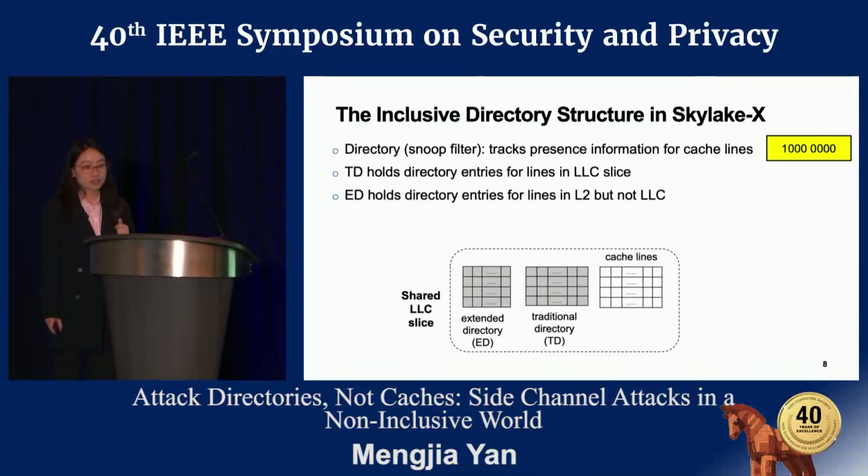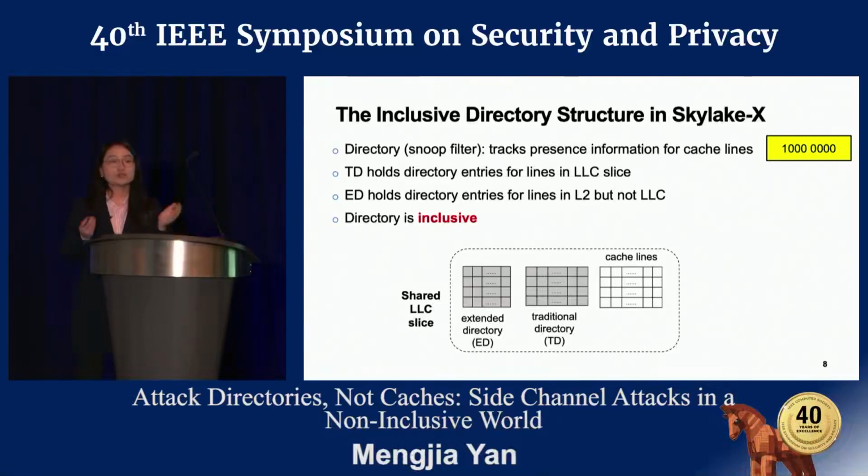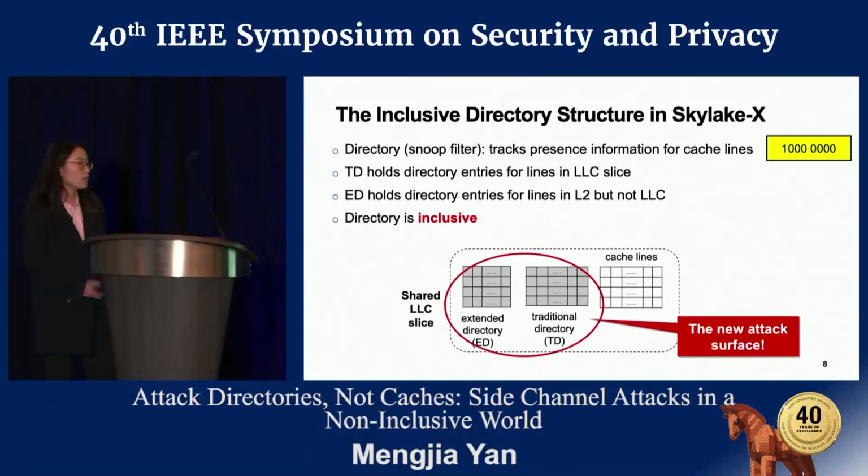A very important thing here is that the directory is inclusive, because you need to keep track of the presence information for all the cache lines in the whole cache hierarchy. Otherwise, it is useless, right? So in this sense, because the directory is inclusive, it is our new attack surface where we launch our cache-based side-channel attack. And I just want to mention that.